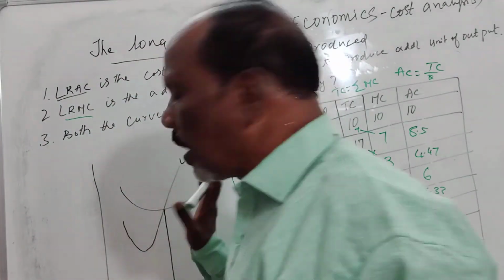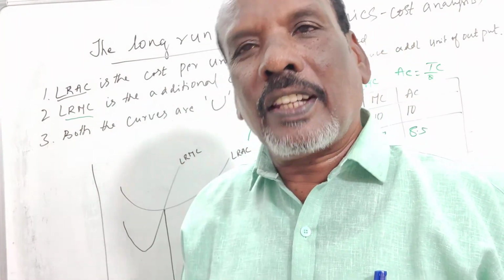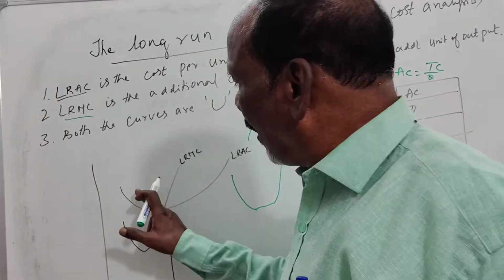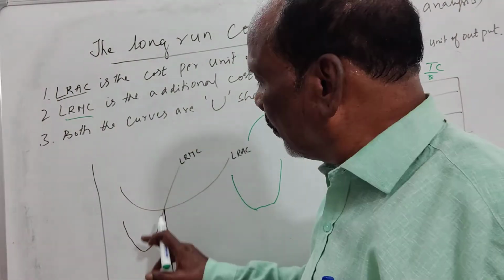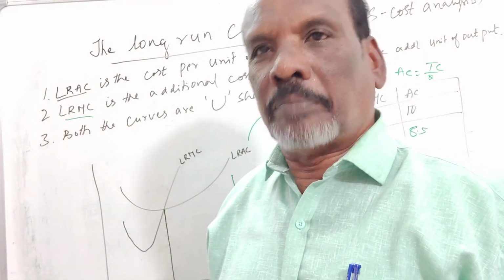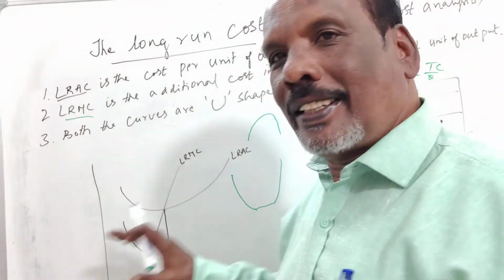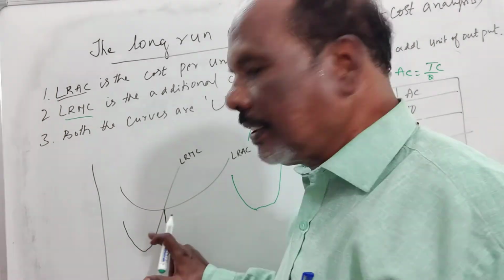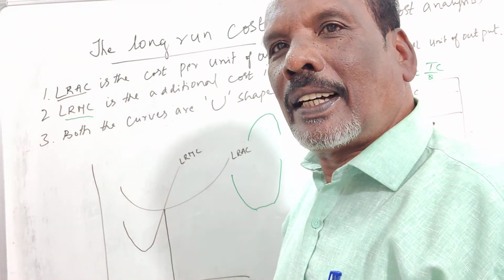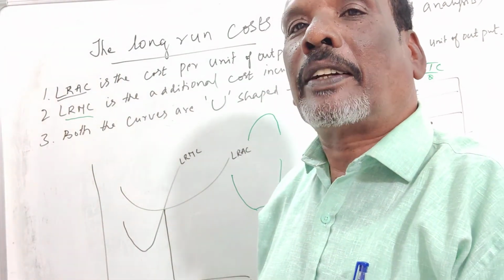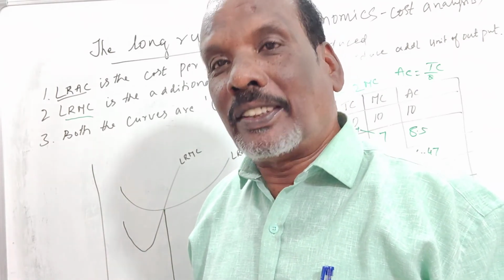And here are the two curves which are very, very important in the long run. LRAC, LRMC. LRAC is this curve and LRMC is this curve. Both are U-shaped, but LRAC is somewhat flattened, while LRMC is steeper, because it moves at a faster rate when compared to average cost. So with that, let's conclude this.